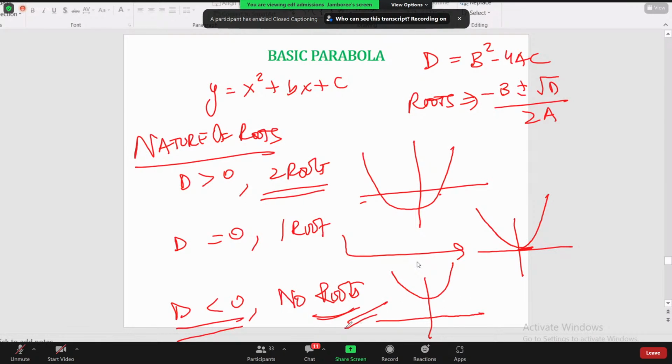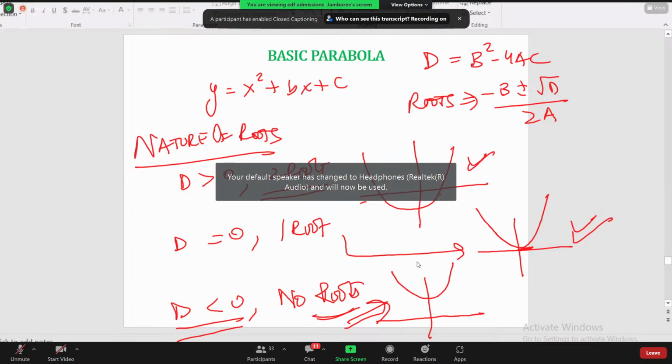So this will be the graph for no roots, this will be the graph for 1 root, and this will be the graph for 2 roots. Roots basically implies the values of x. So if there are 2 values of x, it will touch x-axis at 2 points. If there is 1 value of x, it will touch x-axis at 1 point. And if it has no roots, it will not touch x-axis. So guys, does this concept make sense to everyone?